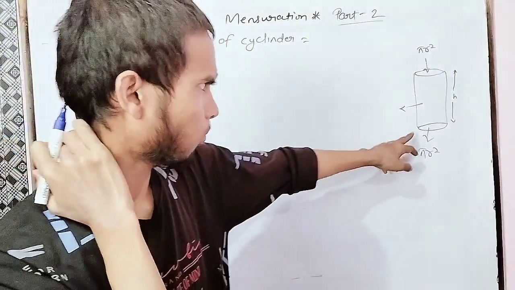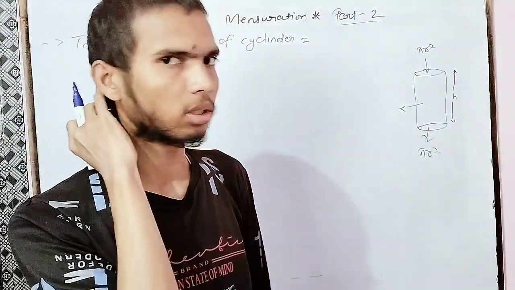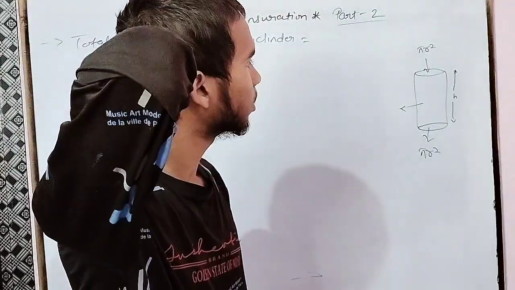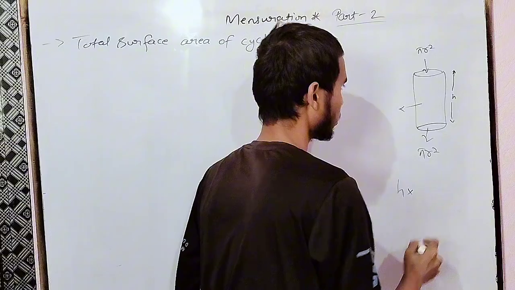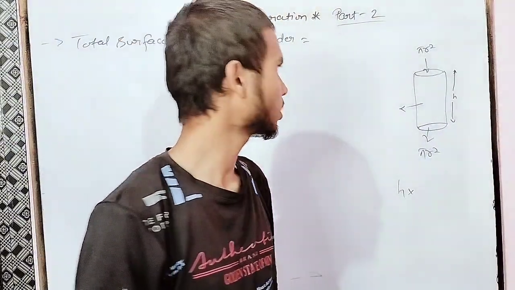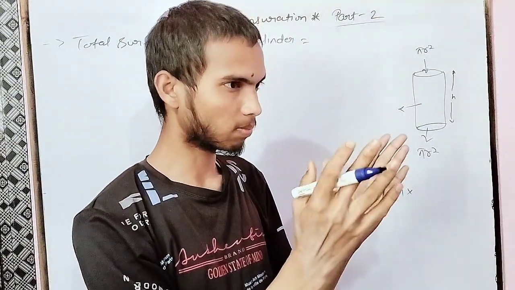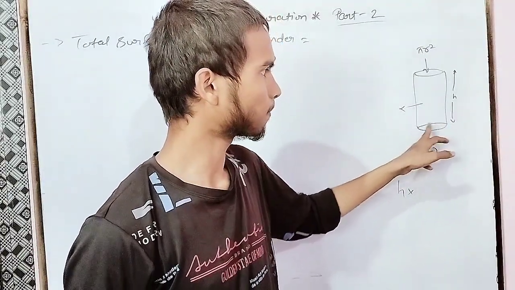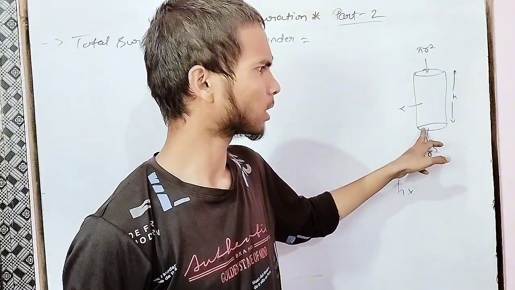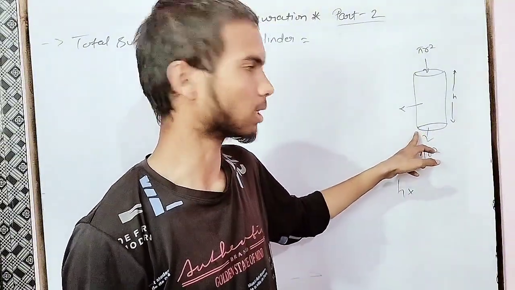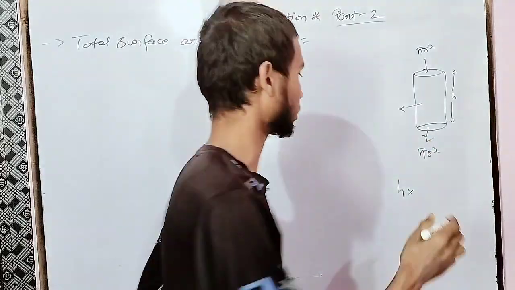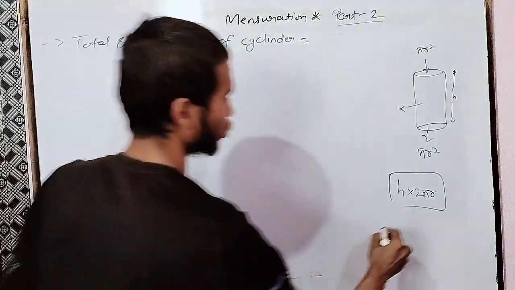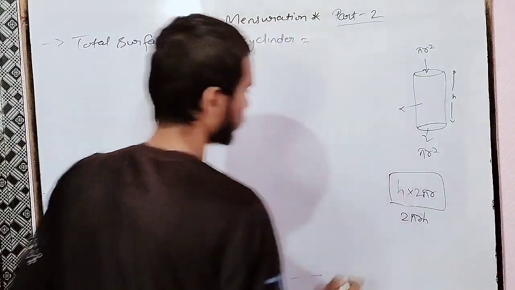From here to here, this is H. H is breadth. Now the base, the length. This length would be what? I think the perimeter of this circle, which is 2 pi r. So the area is 2 pi r h.